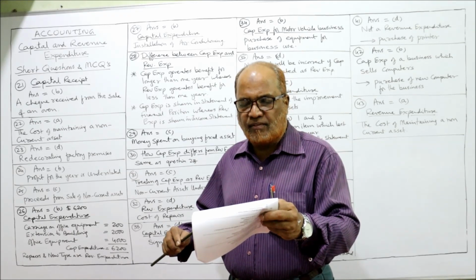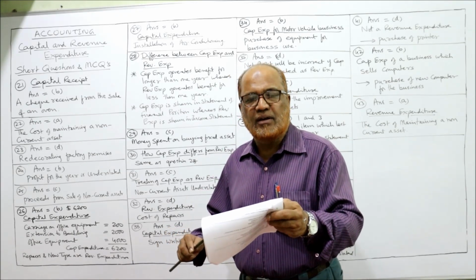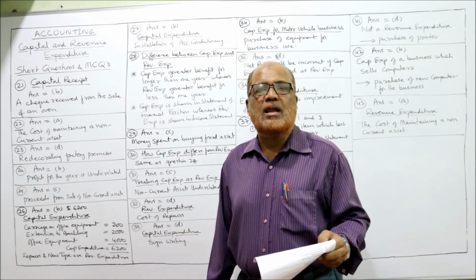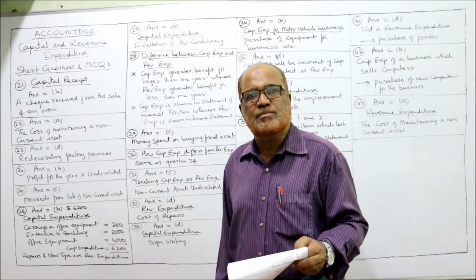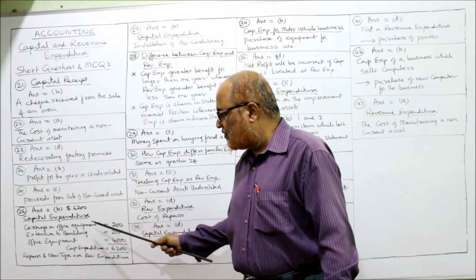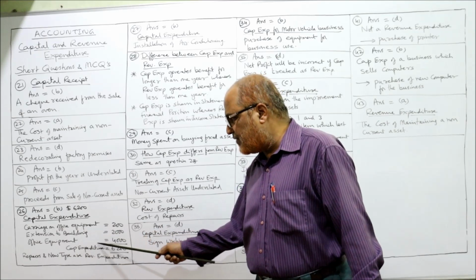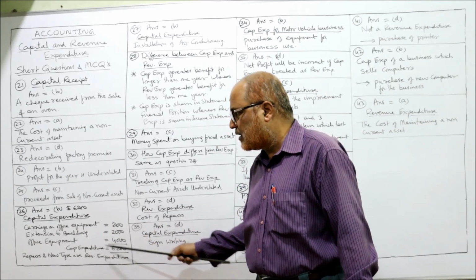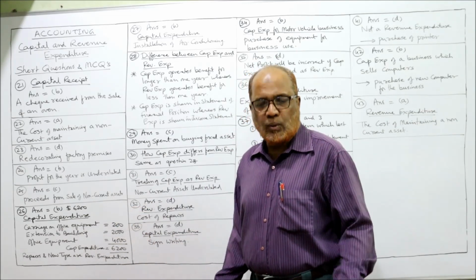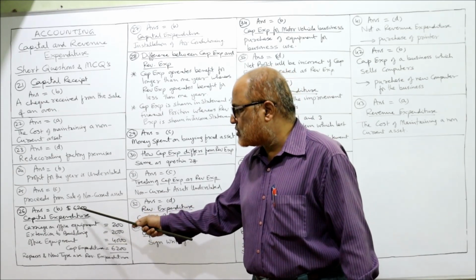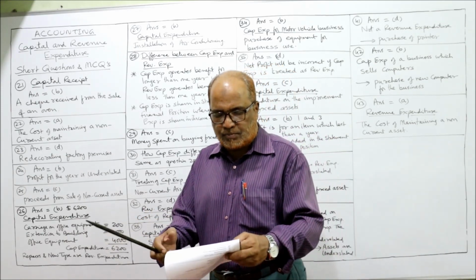Totally 5 items are given. 1, 2, 3, 4, 5. Out of 5 items, 2 items are revenue. 3 items are capital expenditure. The 3 are carriage on office equipment, extension of building, office equipment. Totally 6,200. The answer is B. 26th answer is B. 6,200 is the capital expenditure.